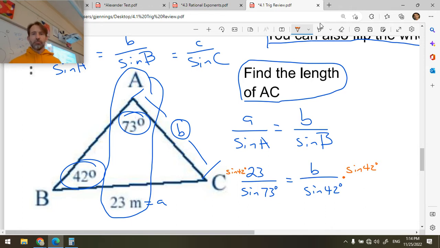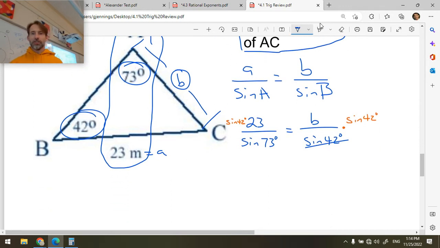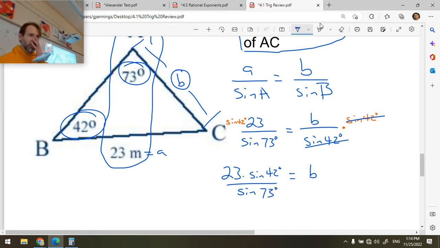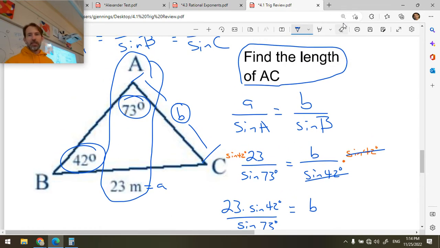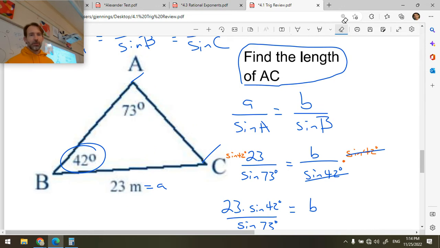Okay, and then I get this beautiful expression, which is an exact value expression for B, because this cancels that, and so I'm left with B isolated on that side. I have B is equal to 23 multiplied by sine 42 divided by sine 73 degrees. Now, before calculating the answer, make your guess. What would you guess that B is equal to, or a side length AC is equal to, if you knew that a 73-degree angle in this triangle opened up a side of 23 meters? You're guessing 17?